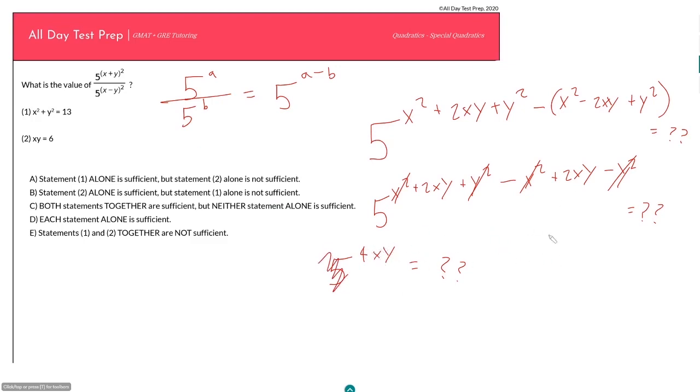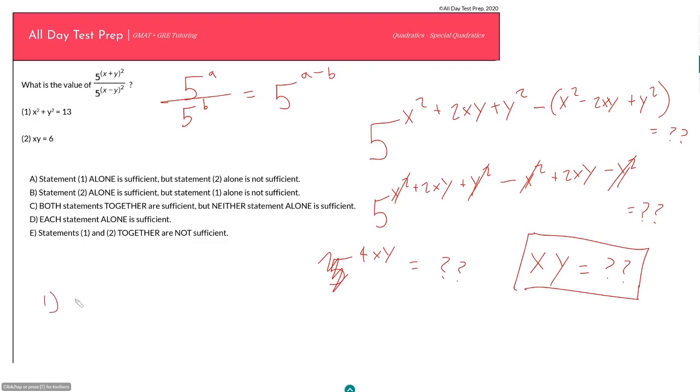And really, if I need to find 4xy, all I really need to find, if I want to put it in its simplest form possible, I want to extract the maximum information I can from my prompt. This whole question is really just asking me, what is xy? So it's not even really a quadratic question anymore. We were able to use our knowledge of quadratics to turn it into a much simpler question. So we're just looking for xy.